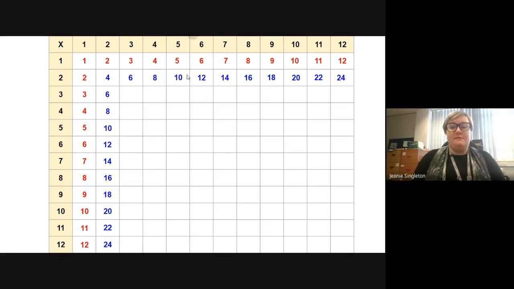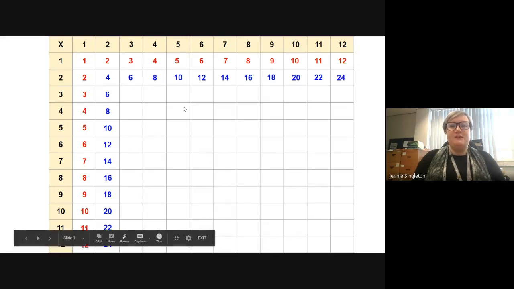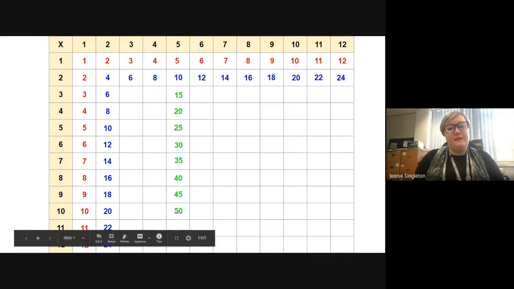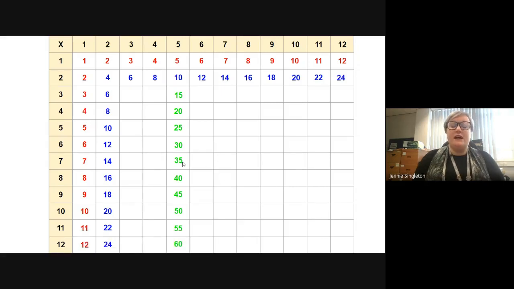The next easiest times table is the 5s, because we know that everything in the 5 times table ends in either a 5 or a 10. So you just count up like that. So we've got 5, 10, and then we have 15, 20, 25, 30, 35, 40, 45, 50, 55, 60. It follows a nice pattern, and also, as you say it, it has a nice rhythm.